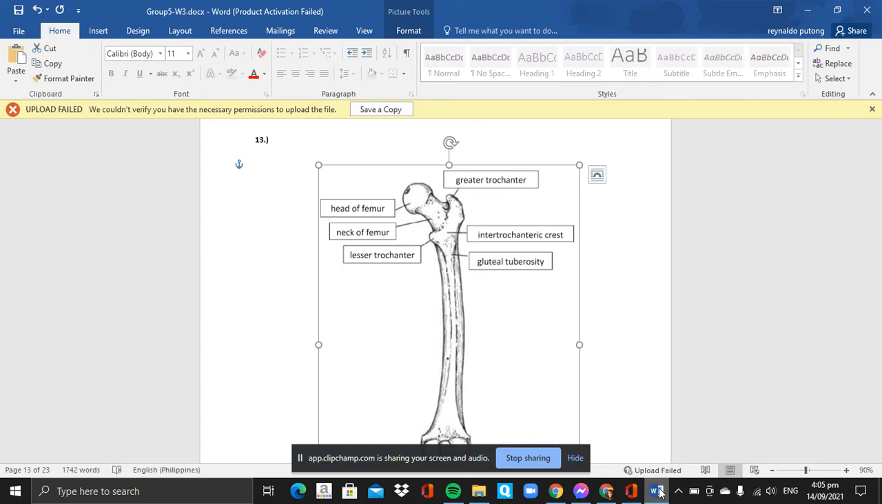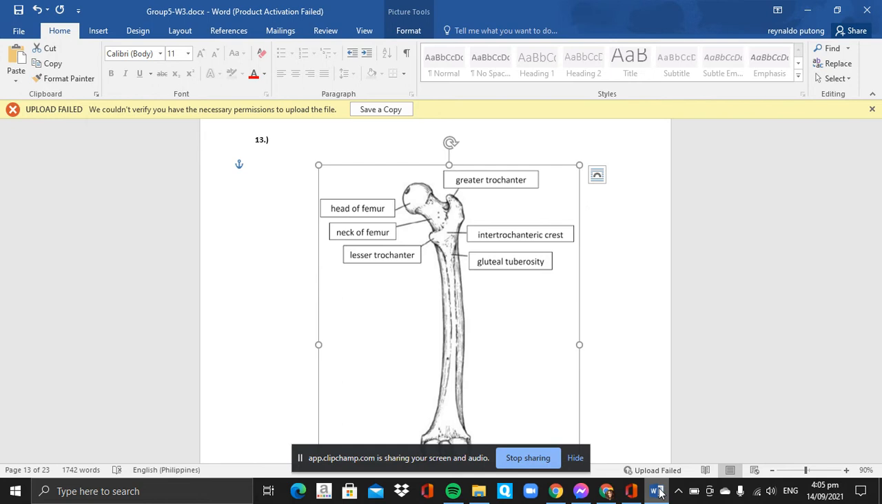Next is lesser trochanter, which is smaller than the greater trochanter. It is a pyramidal prominence that projects from the proximal or near and medial or inside part of the shaft of the femur. So the lesser trochanter receives the insertion of several muscles.